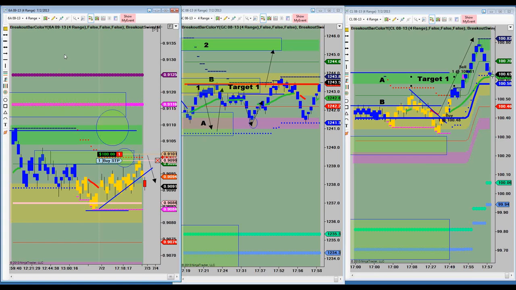While we're watching that, let me get the list of indicators up here, Chris, so we can answer your background question. This is the template setup that we use in the room that you see every day in the live trading room. Let me just read off the list of indicators real quick here.